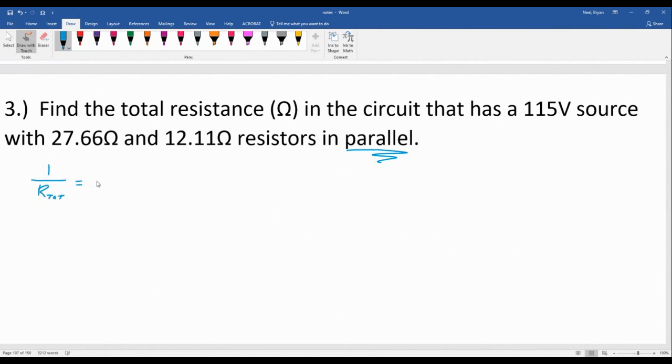And unfortunately, because everything is shared and split around, we end up with a bunch of fractions. So 1 over R total is equal to 1 over R1 plus 1 over R2. Now, because everything's measured in ohms, I am going to go ahead and trust that we're going to get ohms as an answer. This is already a very ugly question, so I don't want to throw in a bunch of units.